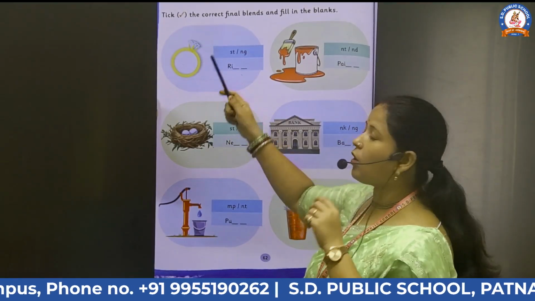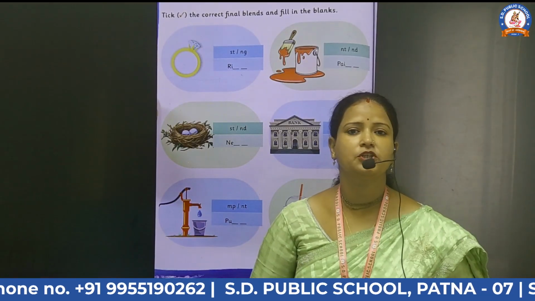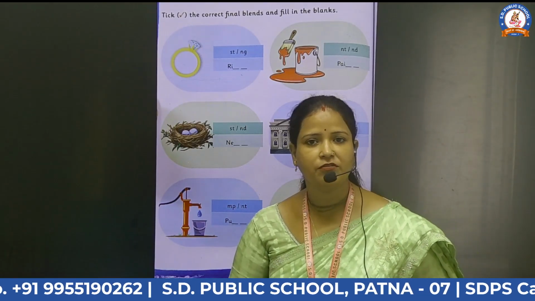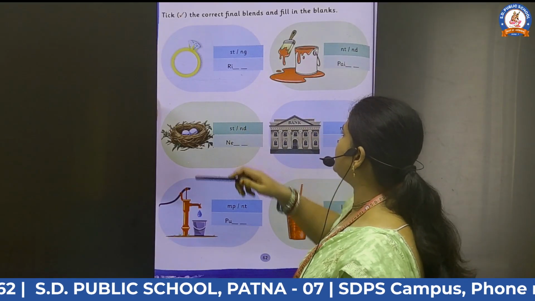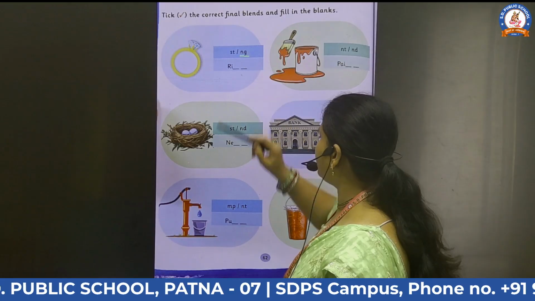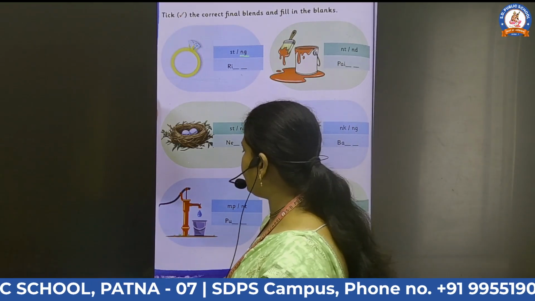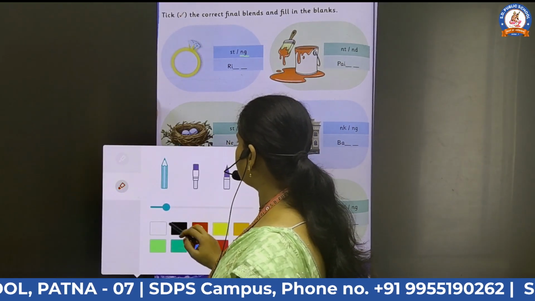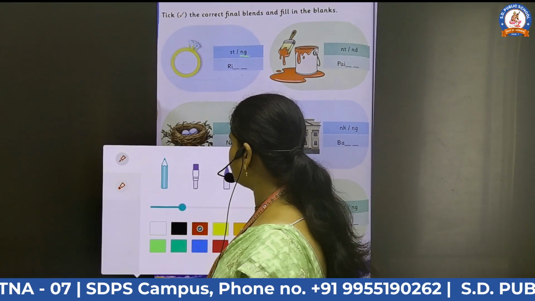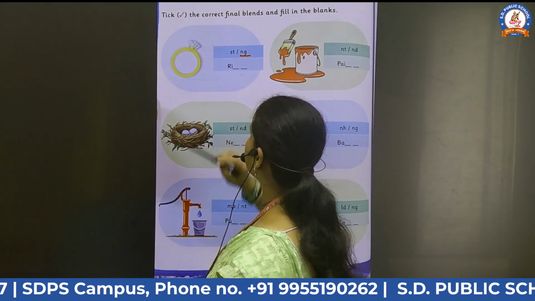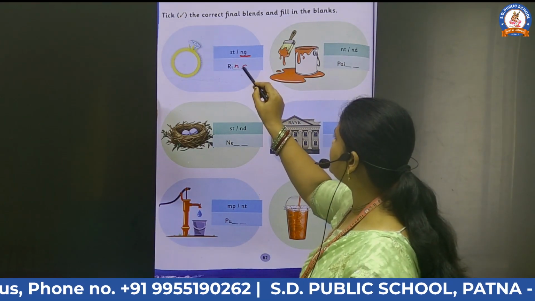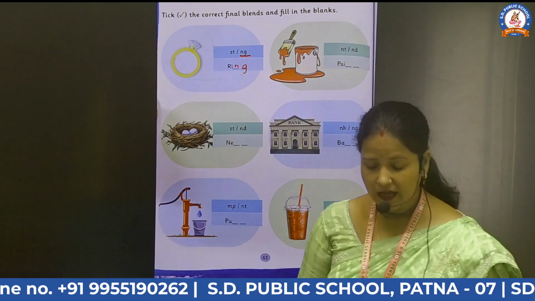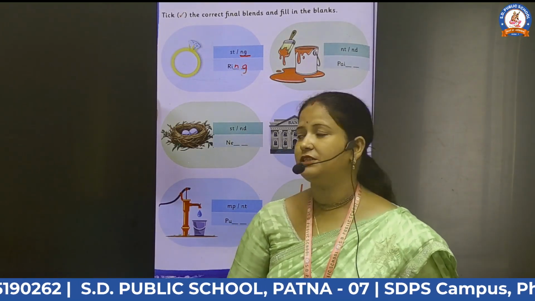This is the picture of ring, and the spelling of ring is R-I-N-G. So which blend will we fill here? This one is correct. So we will fill R-I-N-G. Spelling of ring: R-I-N-G.